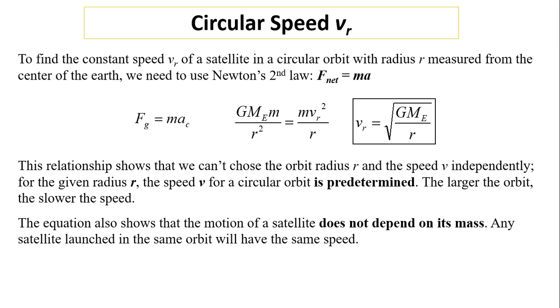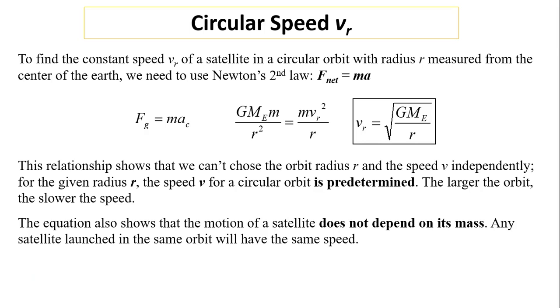Circular speed v_r. To find the constant speed, the circular speed of a satellite in a circular orbit with radius r measured from the center of the Earth, and all the r's have to be measured from the center, we need to use Newton's second law, F net equals ma. We know F net is the gravitational force and a is the centripetal acceleration. We set them equal to each other, and you get v_r equals the square root of G M_E over r. This is called the circular speed.